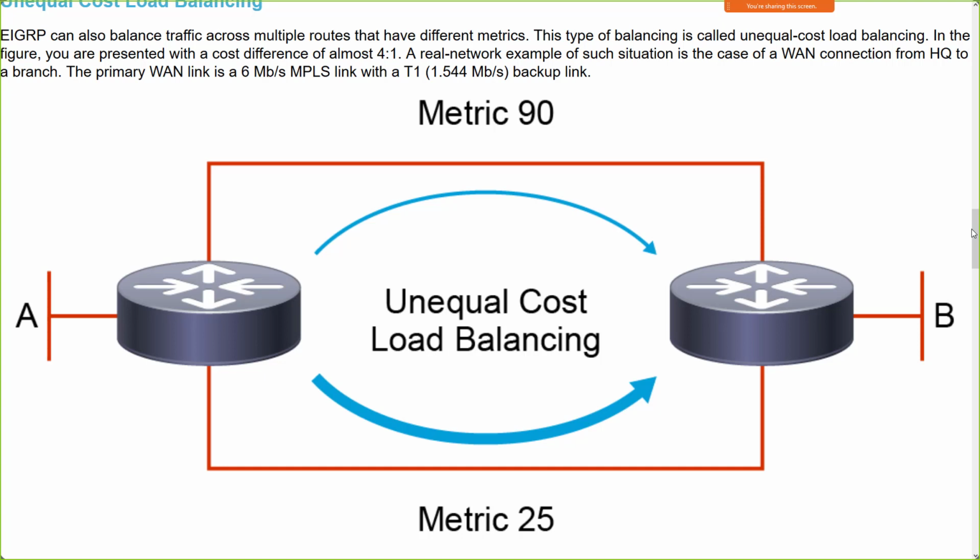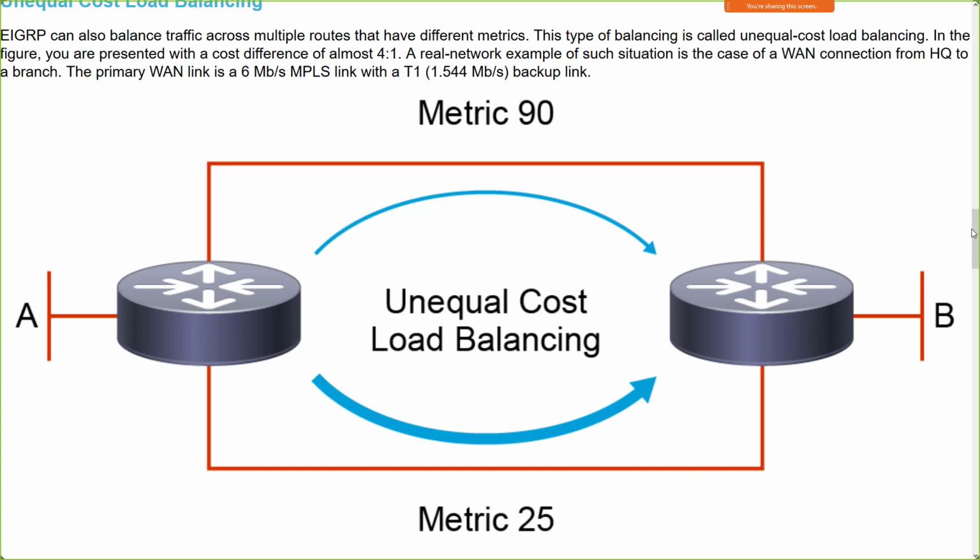Because the variance value is actually simply just a multiplier against the best metric. So if my best metric is 25, and I apply a variance of 2, that means anything from 25 to 50 would be considered equal. If I apply a variance of 3, anything from 25 to 75 would be considered equal. If I apply a variance of 4, anything from 25 to 100 would be considered equal.